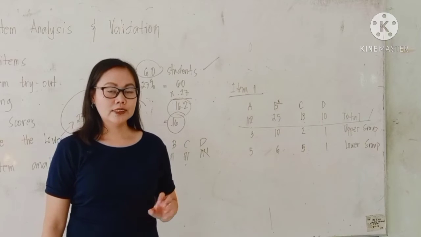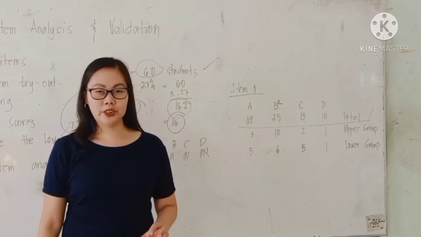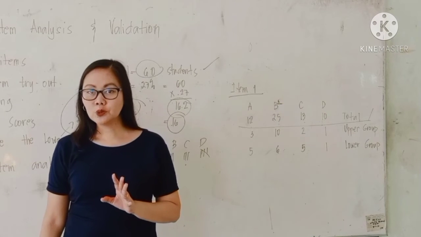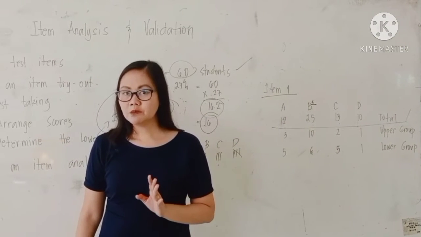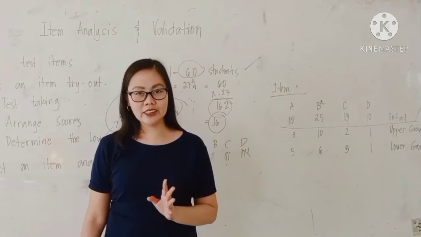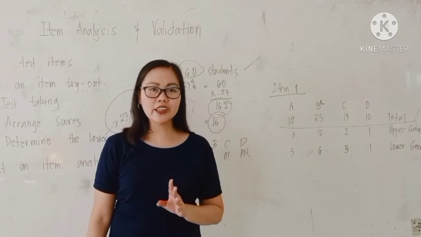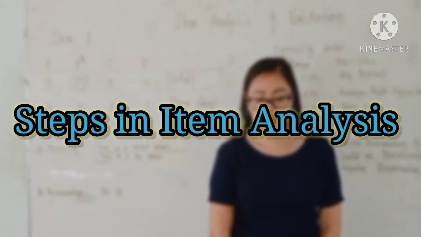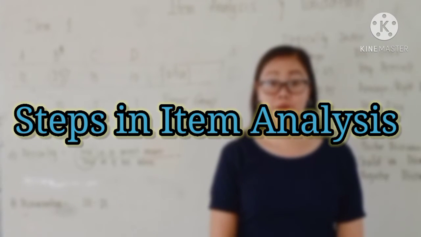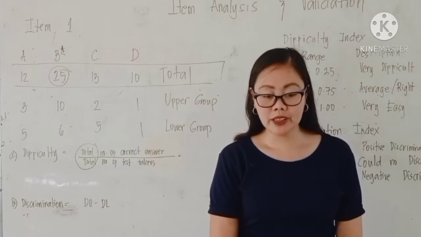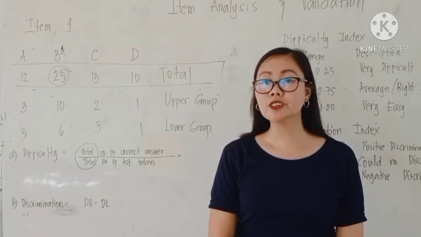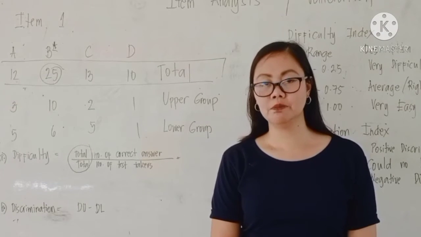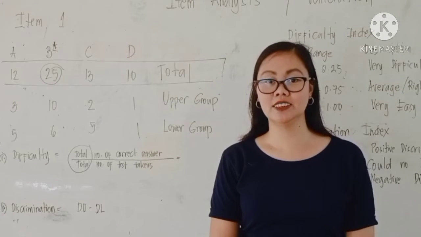Now, since ito yung item analysis table natin, ang susunod naman natin gagawin ngayon is we are going to determine now whether we have the right item or the item has to be discarded or it should be revised. Now we are going to proceed with the steps in item analysis. For item analysis, we follow 3 steps. First, compute for the difficulty. Second, compute for the discriminating power. And third, analyze the distractors.